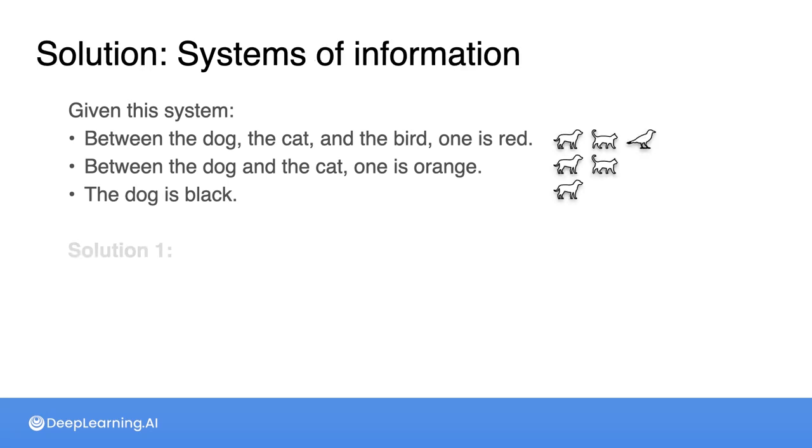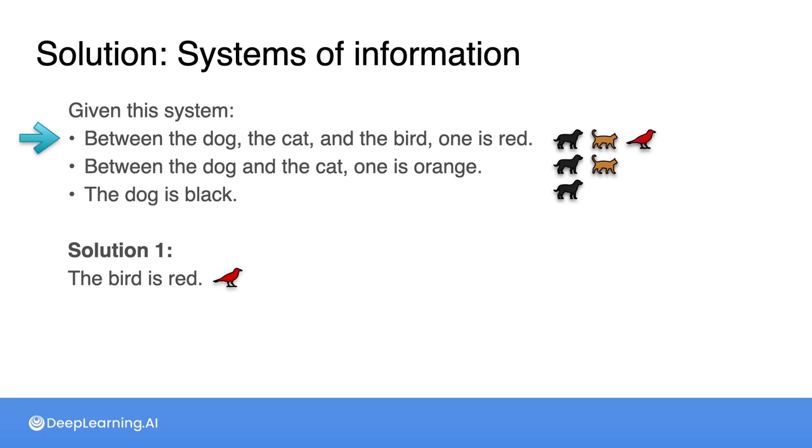Great job! And the solution for question 1 is that the bird is red. Why? Well, if you look at the third sentence, it says that the dog is black. So now you know that the dog is black in the entire system of sentences. When you look at the second sentence, it says that between the dog and the cat, one of them is orange. Since the dog is black, then the cat must be orange. And finally, the first sentence says that among the three animals, one of them is red. Since the dog is black and the cat is orange, then we must conclude that the bird must be red.